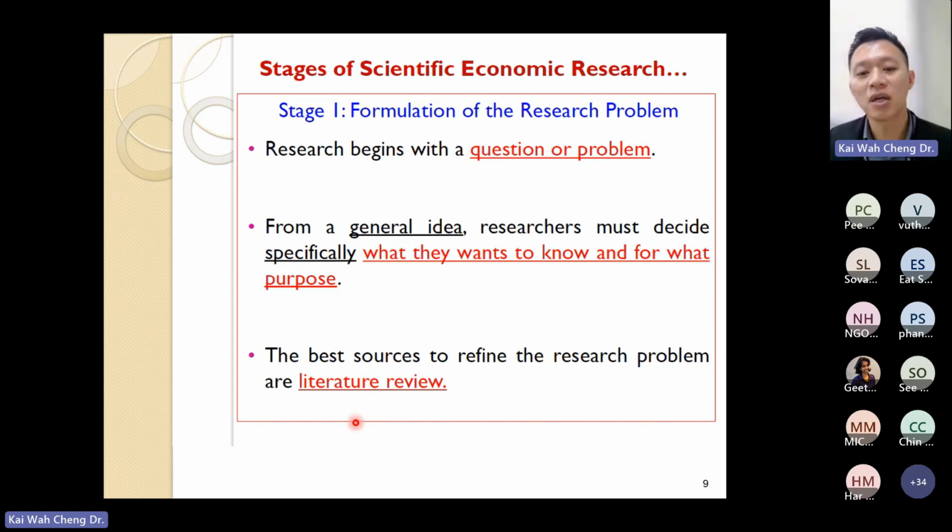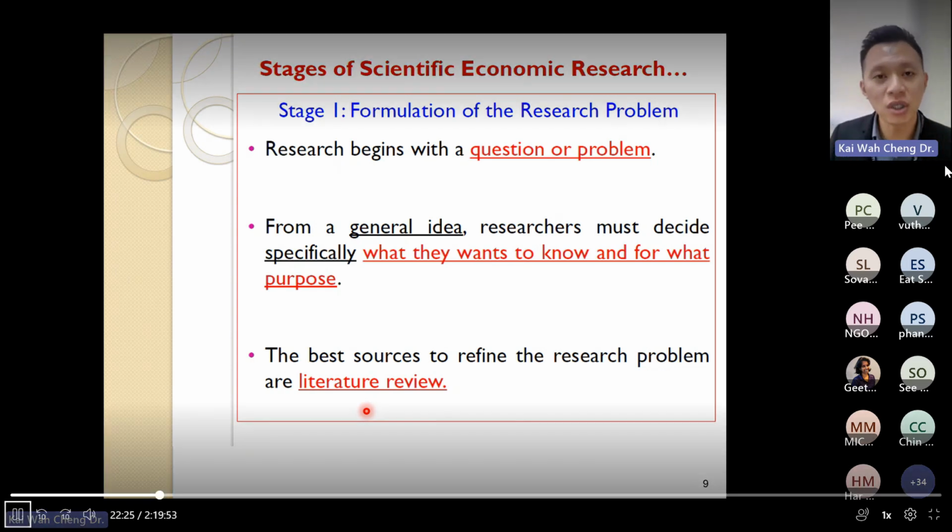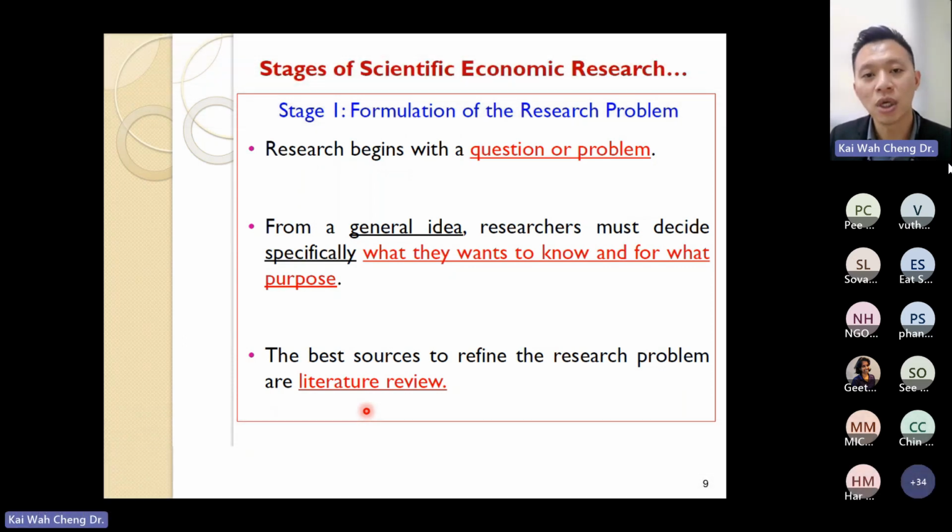And of course, we need to read a lot to improve our knowledge, and we also need to conduct a literature search to get the relevant citations to support the view in the paper or the dissertation. So basically, these are the things that you should conduct under stage number one, formulation of research problems. Research problems always come first before we proceed further. So this is stage one.